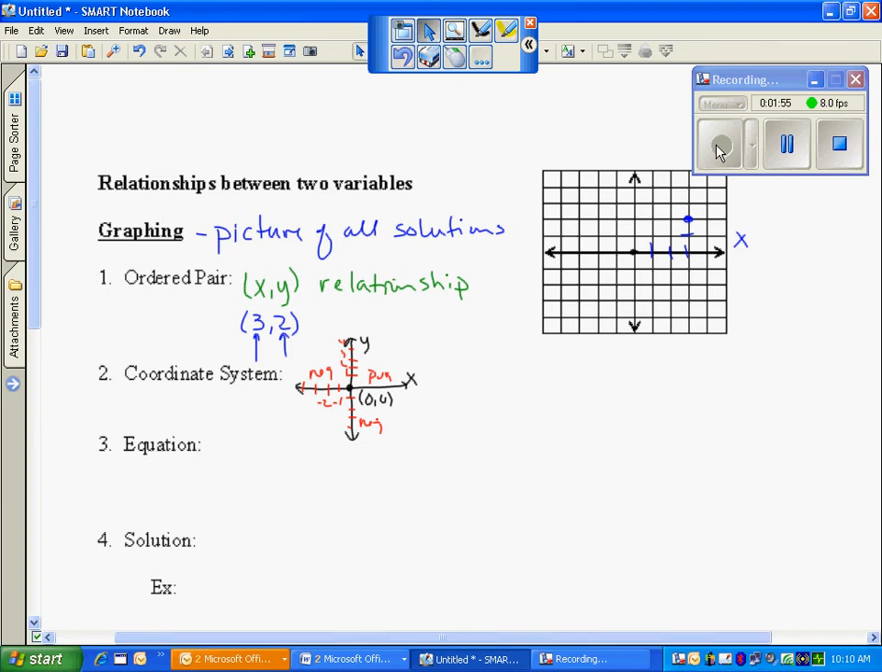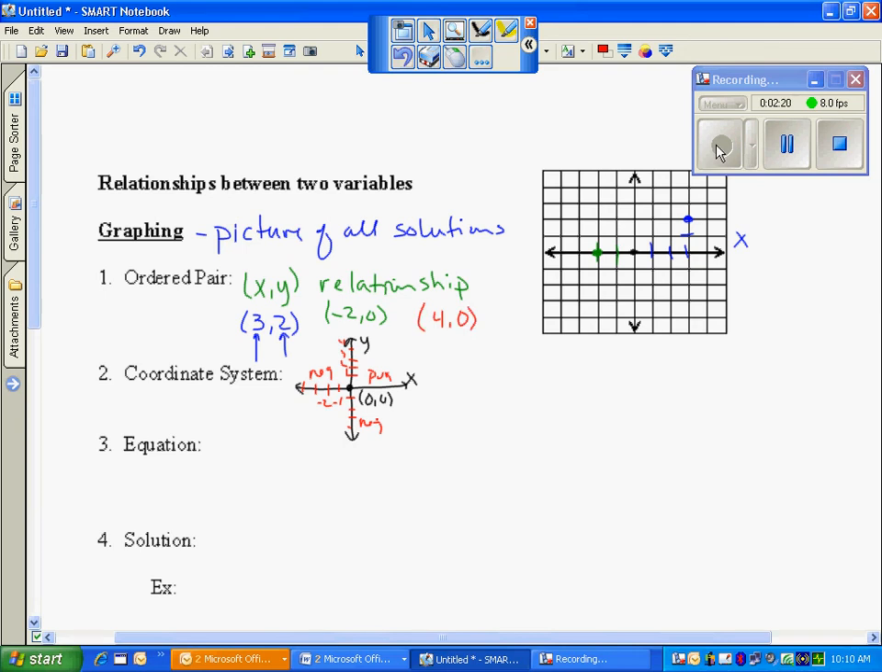Let's try to graph another ordered pair. Maybe I've got negative 2, 0. The negative 2 is in the x position, which says go to the left 2. And the 0 says don't go up or down any. So that's where that spot would be located. If you take a look at this, when you have a 0 in any one position, it means you're going to be on the axes.